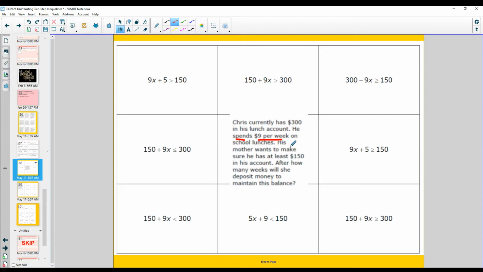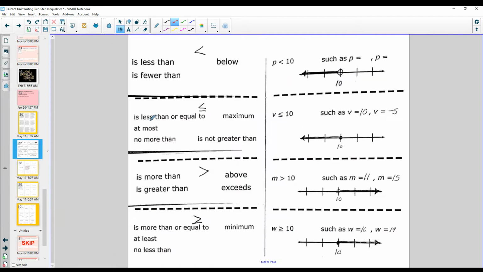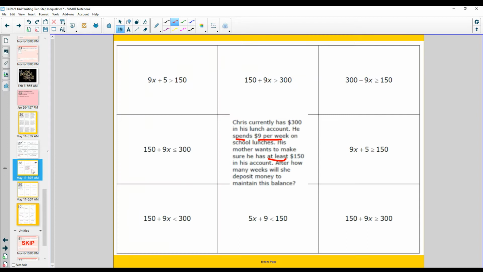His mother wants to make sure he has at least $150 in his account. At least. That means he must have $150 at least. $150 or more. Let's see, where's at least right here? Oh, here. So it means more than or equal to. That means he must have more than or equal to $150. So about how many weeks will she deposit money to maintain about?